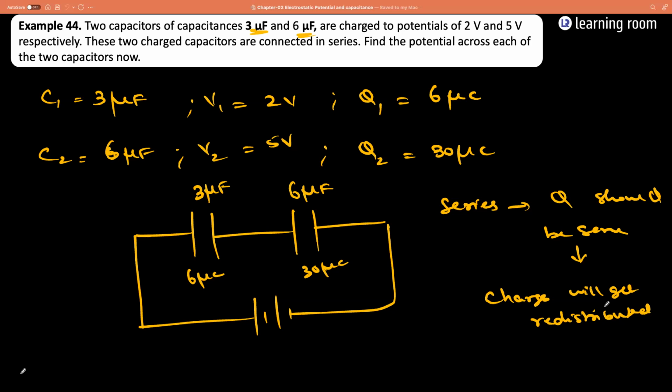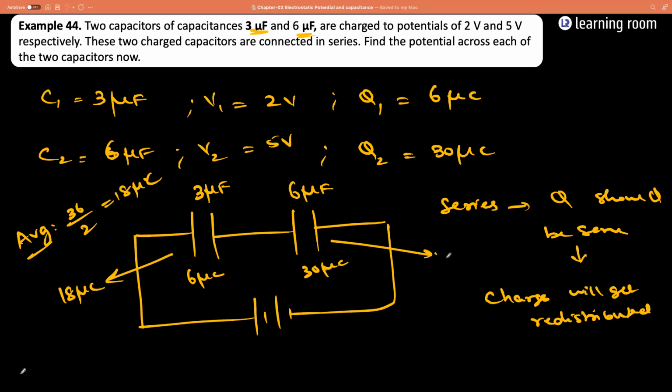Sir, each capacitor will have now 18 microcoulombs. How do you know? We add both and divide by 2, because there are two capacitors, we need to take the average of both. Very good. So that is going to be 36 divided by 2, which is going to be 18 microcoulomb. Am I clear with this, guys? So this capacitor and this capacitor is going to have 18 microcoulomb of charge.